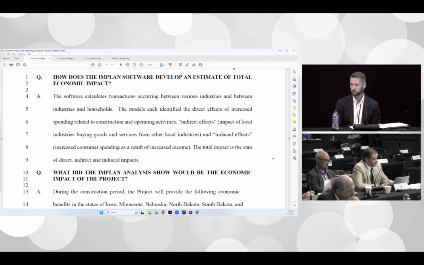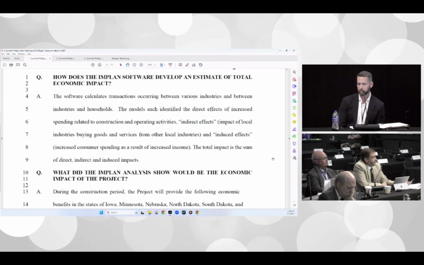What is the magnitude of error of the IMPLAN modeling tool? In a typical stochastic environment, you would have a known error. In IMPLAN, there is no published known error. The question is how close you can align the inputs and the data in the model to the actual activity that you're trying to model.